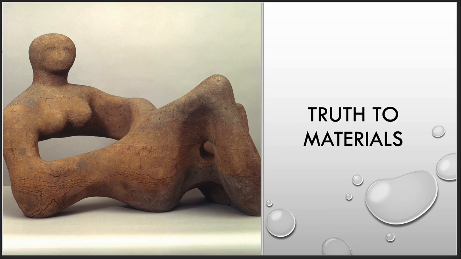This is Henry Moore. His work is called Recumbent Figure. It is made out of stone and bronze. And so this might be an example of a truth to materials example here. So for example, it still looks like stone, doesn't it? I mean, even though it's kind of made into the shape of a person, it still looks like stone. And so for someone who shows truth to materials, this is a quote from Moore.